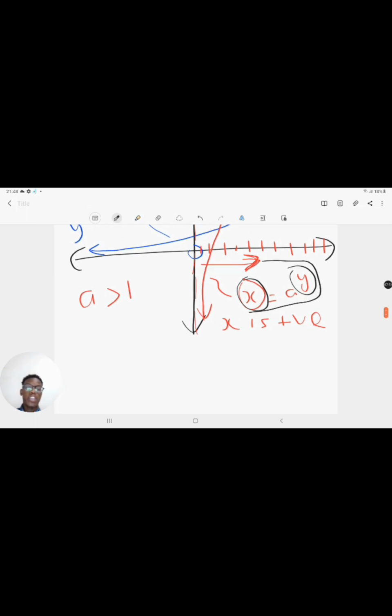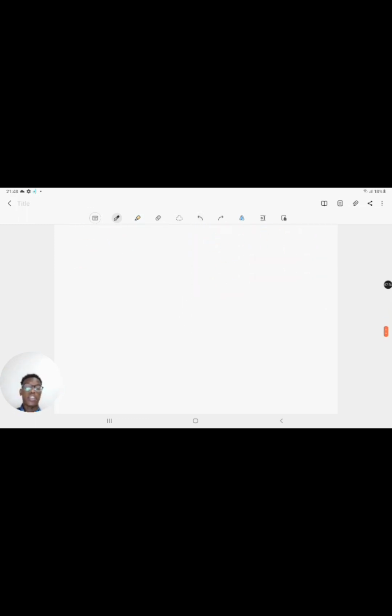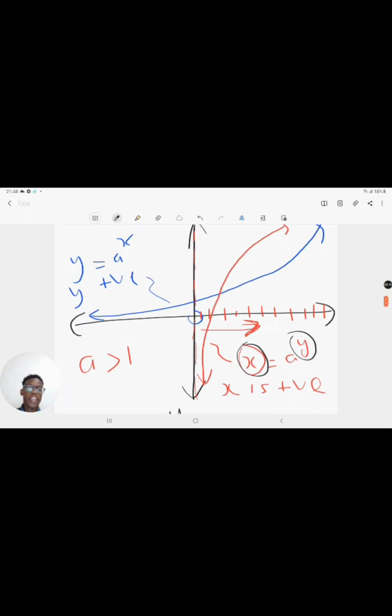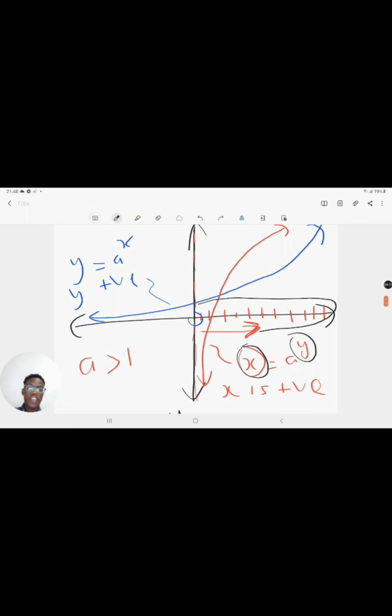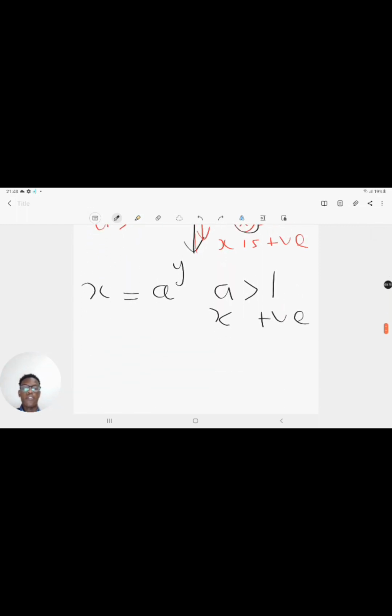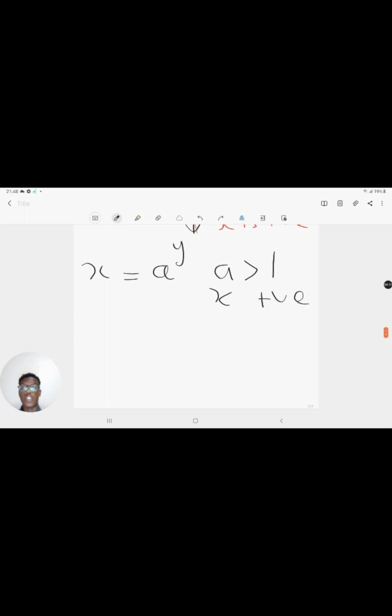So this equation that you see here, we want to make y the subject of the formula. So far what we've got is x is equal to a to the power of y, where a is greater than 1 and where x is always positive. Remember I said x is always positive. Why is x always positive? Because this graph is always on the positive side of your x-axis. Therefore, your x is always positive. So those are the two conditions that we have for your logarithm, for your inverse exponential function.